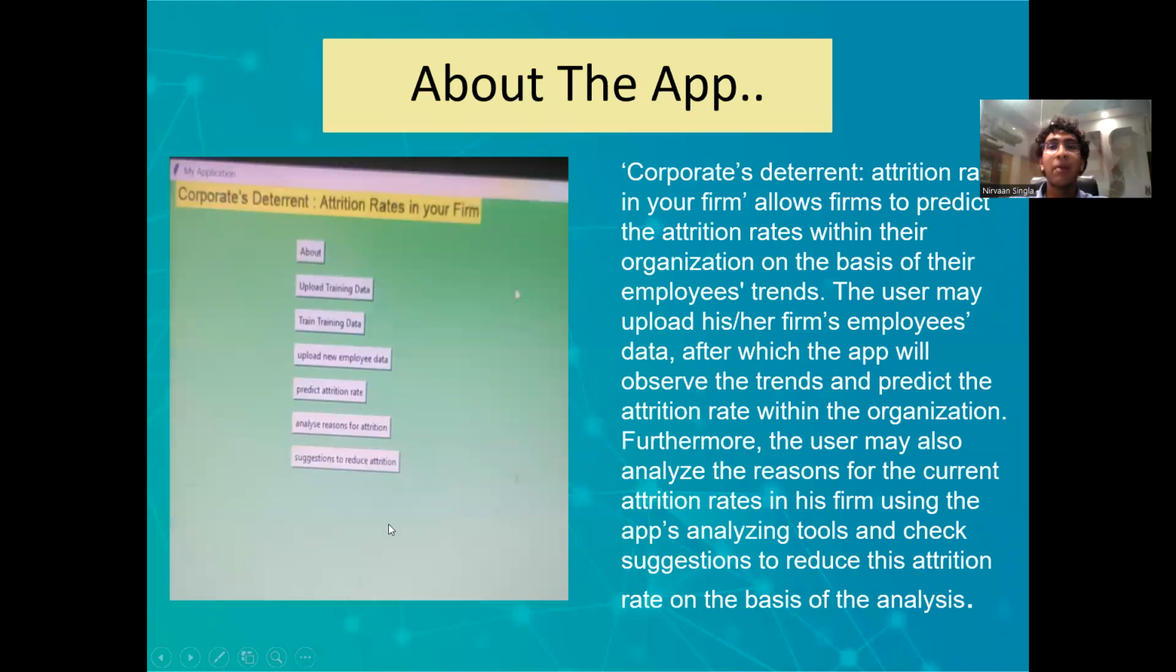Moving forward, about the app. Corporate deterrent, attrition rate in your firm, as I already said, allows users to predict the attrition rates within their organization on the basis of employee strength. All the user has to do is upload his employee data set and predict the attrition rate using the buttons given below. Further options are also given in the application, which I shall be discussing in detail in the following slides.